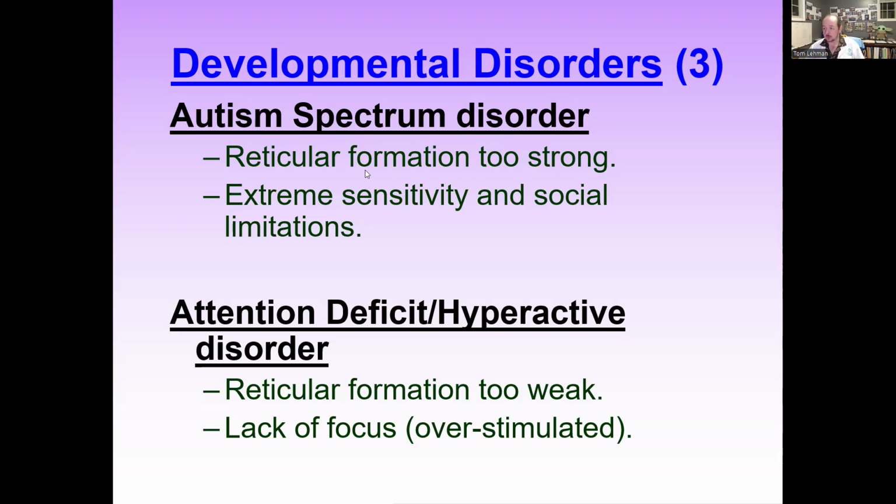Autism spectrum disorder results from a hyperreactive reticular formation. It's too strong at being able to filter out all the background. So imagine if suddenly I flipped all the lights off in the room except for one little spotlight just on me, you couldn't even see the background.